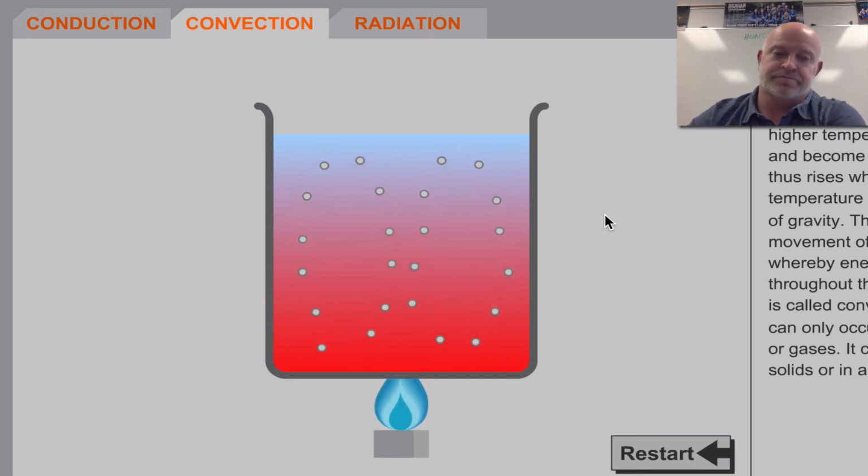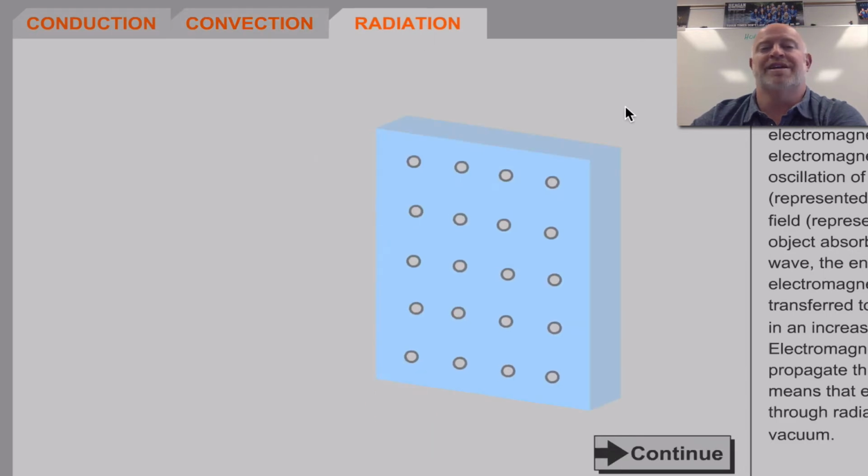Now, radiation is our third one. It's a little different. If you have a substance that's sitting here and you bombard it with energy, it can be UV light, it can be the sun, it can be energy off of a fire.